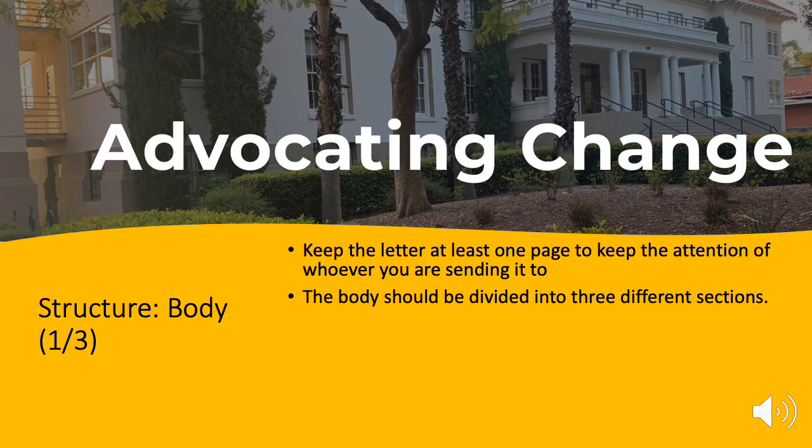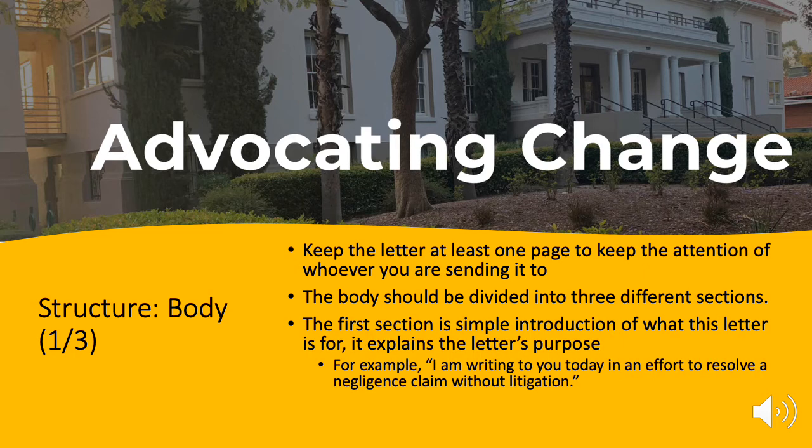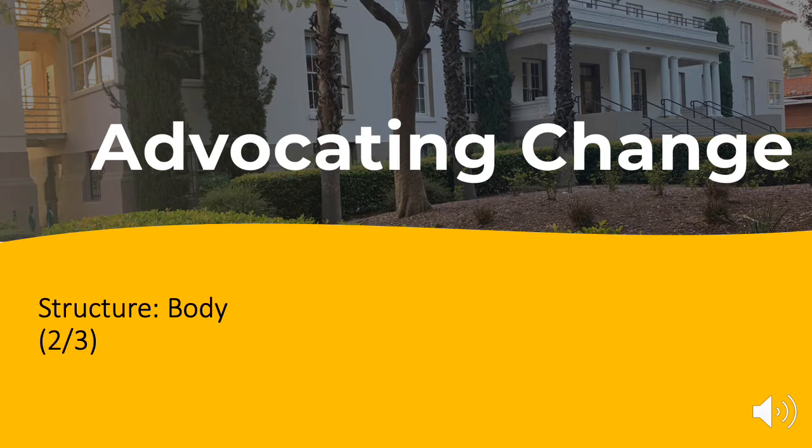The body should be divided into 3 different sections. The first section should be a simple introduction of what this letter is about. It should explain the letter's purpose. For example, I am writing to you today in an effort to resolve a negligence claim without litigation. This gives the recipient a short review of what this letter is about and lets them know you are reaching out to them with your demands.